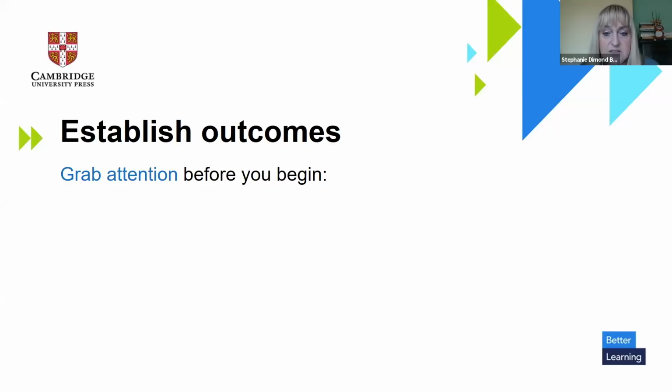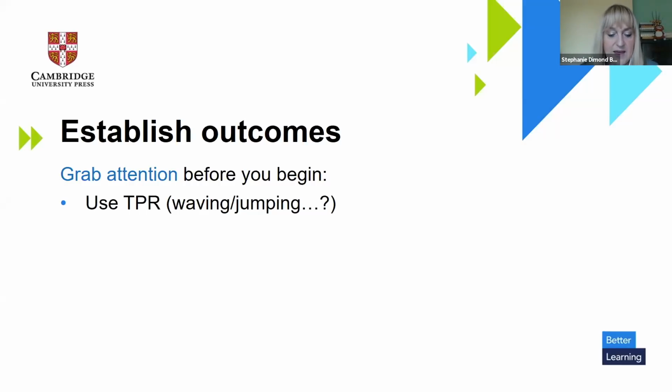So some ways of grabbing attention. Total physical response is obviously good. If you have video share like we have here and the class is small enough, you can ask the students to make sure they're sharing their screen and you get them to wave. So say each of their names, they wave at the camera. You can also use things like jumping. So you can do your tests. Can you hear me? Can you see me? Jump if you can hear me, jump if you can see me, and so on. Those work very well with young learners. I wouldn't necessarily do that with adults. Maybe the waving.